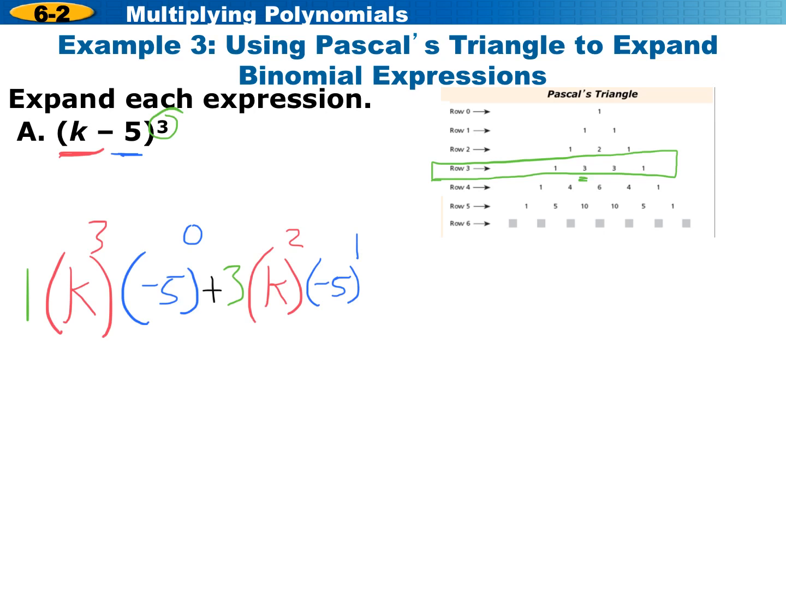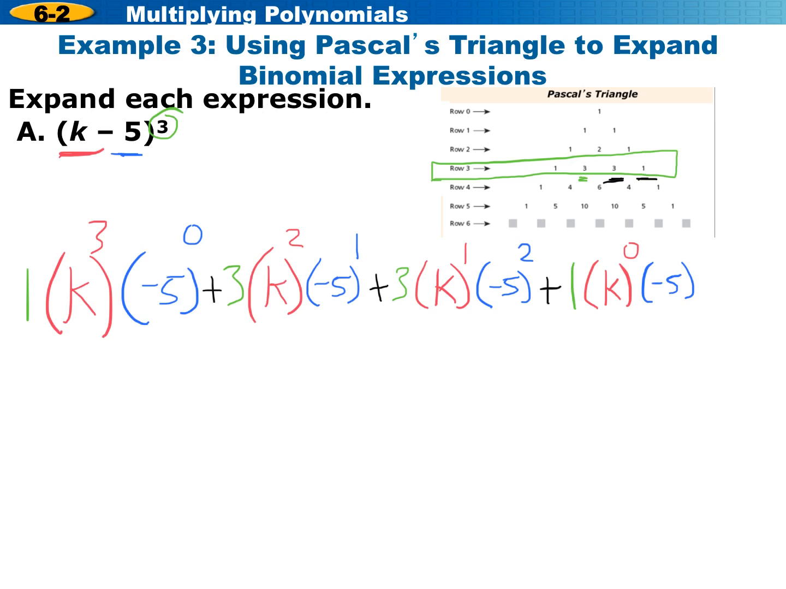And then we're going to add the next term, which was another 3. And then now we have k raised to the first power, and negative 5 raised to the second power, plus now we're down to the last term, which is 1 times k to the 0 power and negative 5 to the third power.